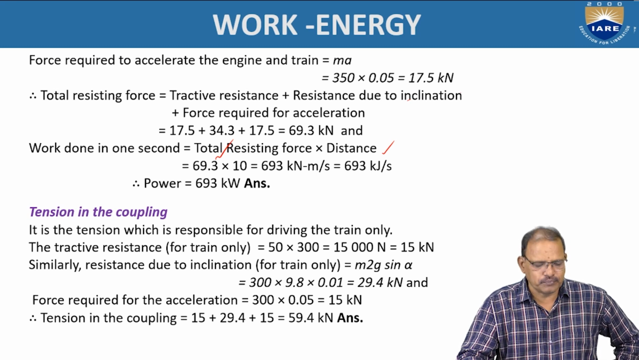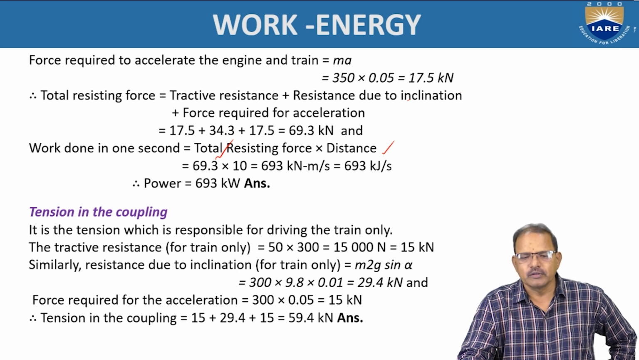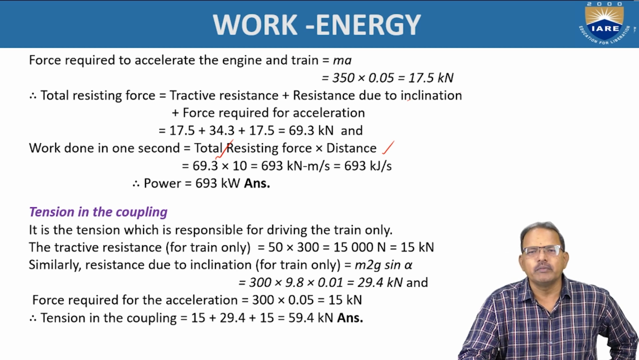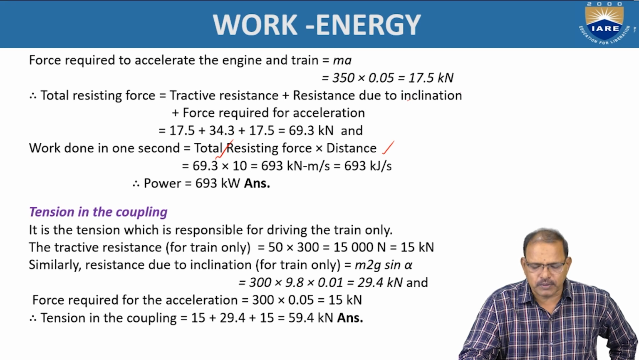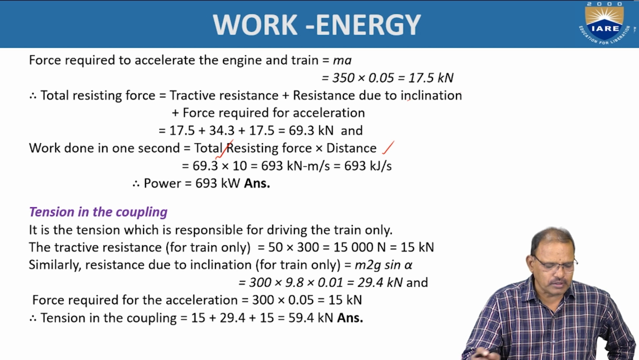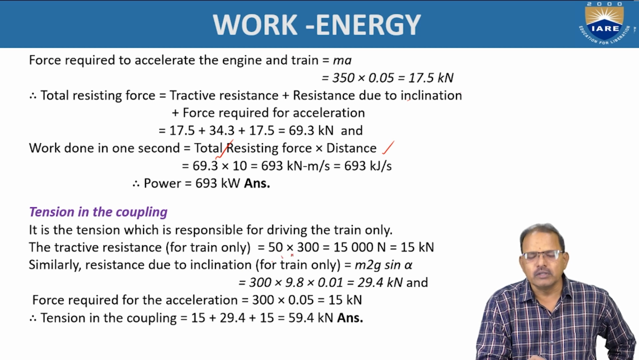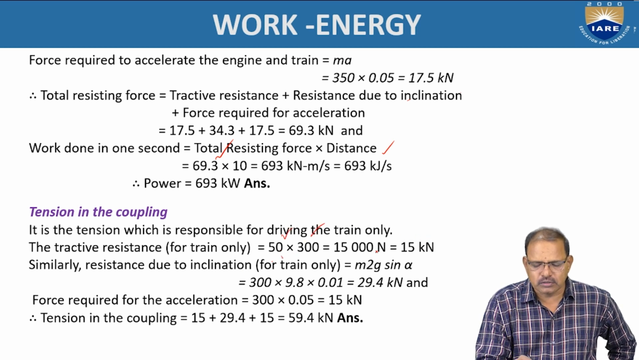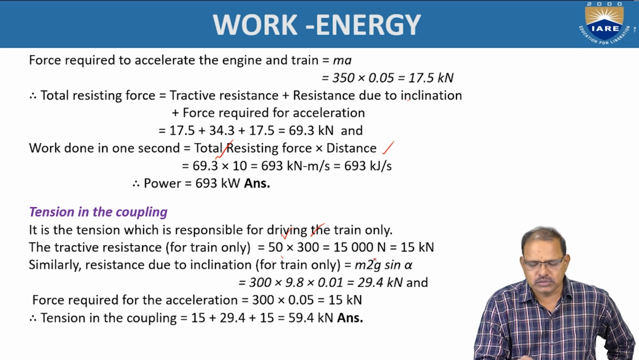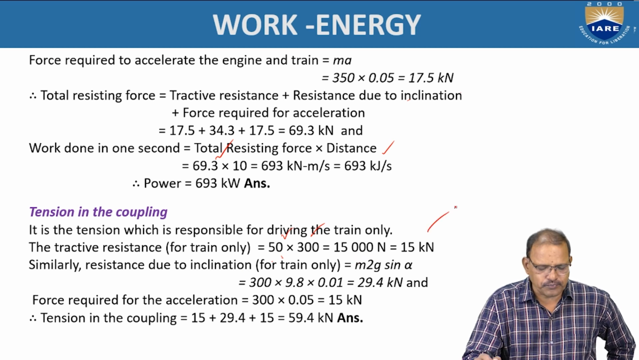Tension in the coupling. It is the tension which is responsible for pulling the train by the engine. Generally, it is an equipment which connects the engine and the train. The tension is always active within the coupling. The tractive resistance, for the train only, we are taking 50 into 300, because it is pulling only the train, which is equal to 15,000 newtons or 15 kilonewtons.